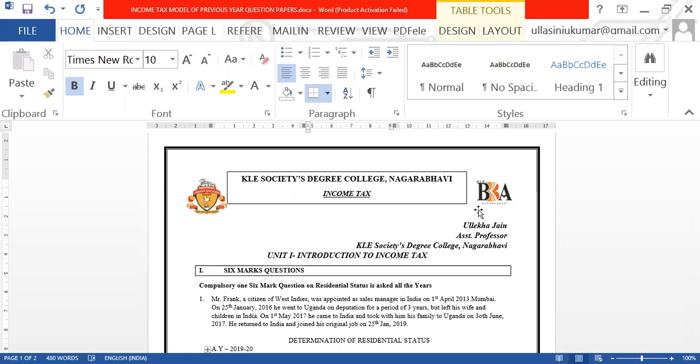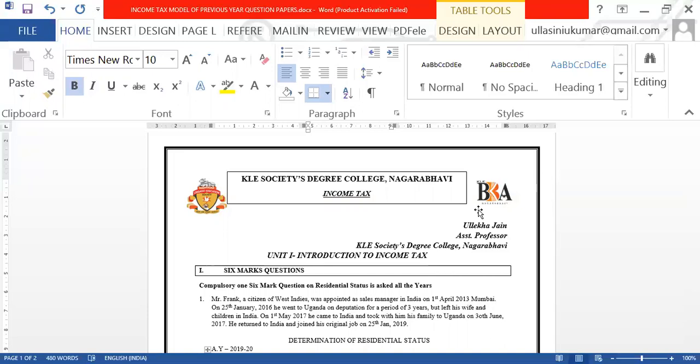As we know from chapter 1, there has always been a repetition of one practical question, that is computation or determination of residential status. Every year this question has been asked through different adjustments. So we will solve one such problem on determination of residential status. Before moving on to the problem, I would just recall the conditions for determining residential status.